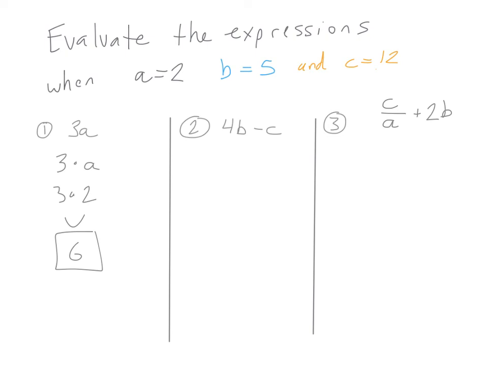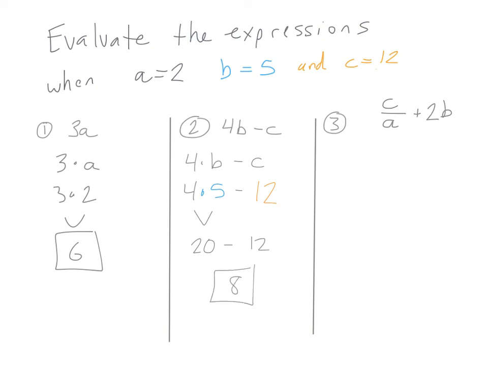Okay, so 4b we know means 4 times b. So I'm going to do 4 times b, and then we're going to subtract the c. All right, now I'm going to plug in. Well, we know that b is actually 5, right? So instead of 4 times b, it's actually 4 times 5 minus the c. Well, what does the c equal? It's 12, okay? So now we have to obey order of operations, right? Got to multiply before we subtract. So that is going to get you 20 minus 12. And what is 20 minus 12?